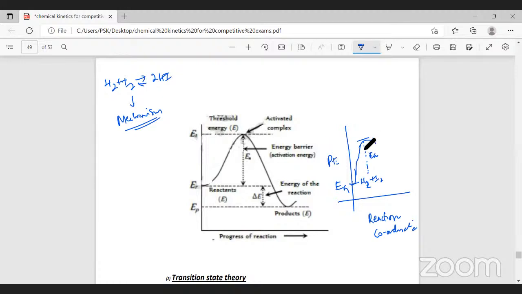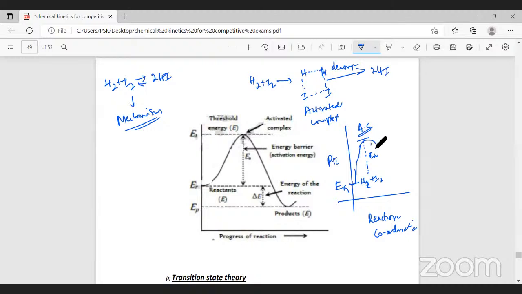Now, once the molecule gains the activation energy, this hydrogen and iodine will react to form an activated complex, H2 I2. This activated complex is also called an intermediate compound. This is the activated complex here. This activated complex will have high energy. Since they have high energy, they are less stable. They will decompose to form the product.